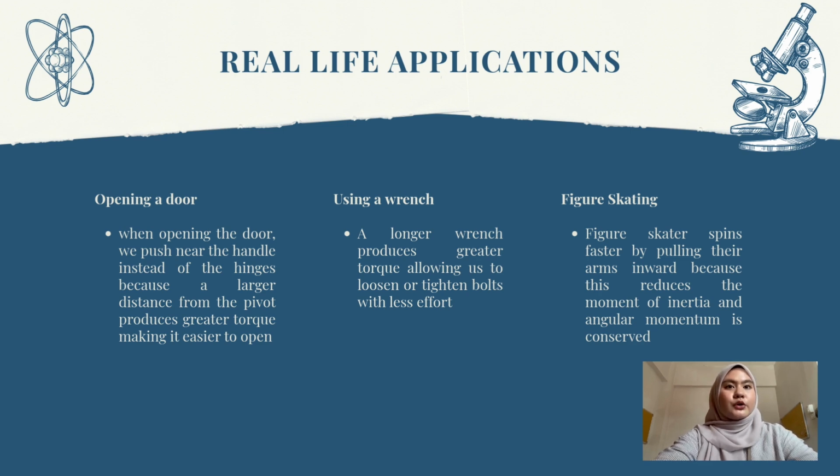Next, when we're using a wrench, a longer wrench will produce greater torque, allowing us to loosen or tighten bolts with less effort. And lastly, figure skating. Most figure skaters spin faster by pulling their arms inward because this reduces the moment of inertia and angular momentum is conserved. And that is all for me. I will pass this presentation to my next member.